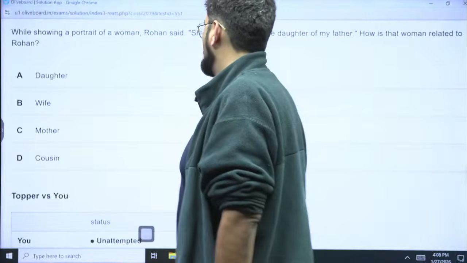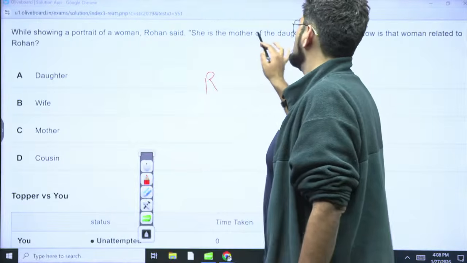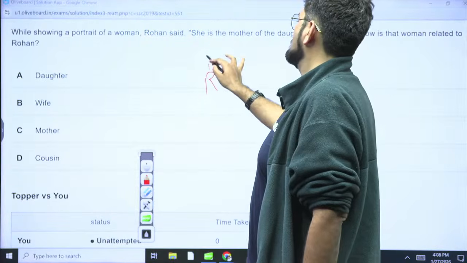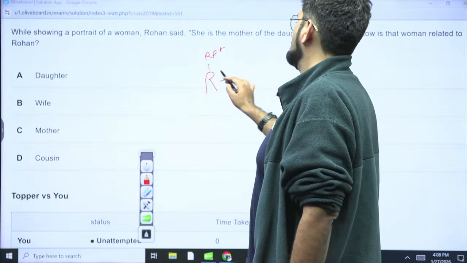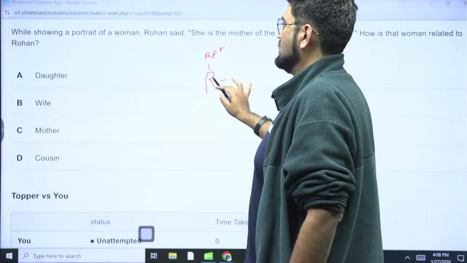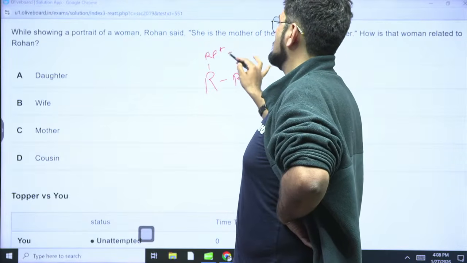While showing a portrait of a woman, Rohan said, she is the mother of the daughter of my father. So we'll start with the speaker, Rohan. Rohan's father. Mother of the daughter of Rohan's father. So let's not assume this to be Rohan. So Rohan's sister basically, and she is the mother. So this is the woman.